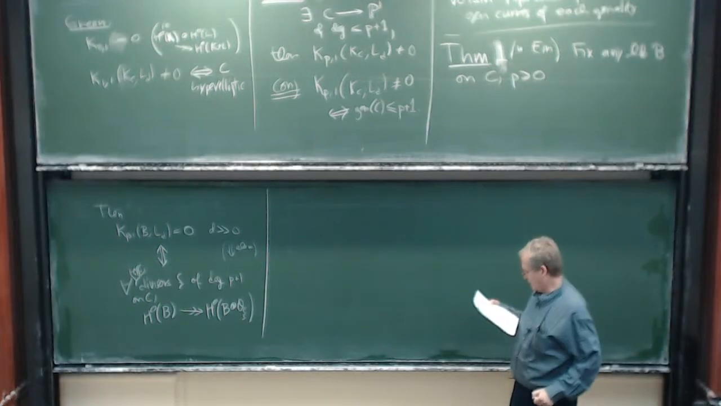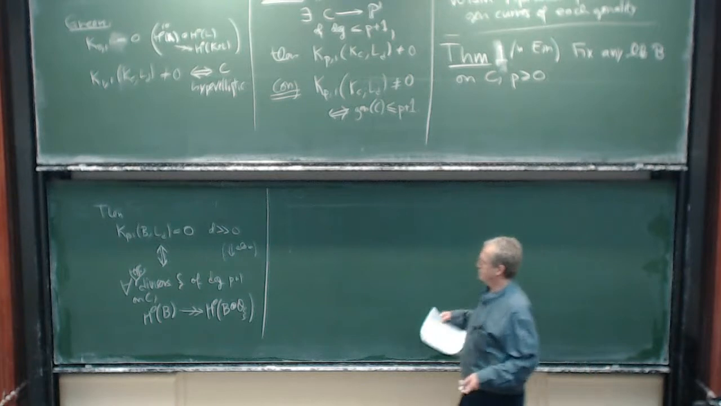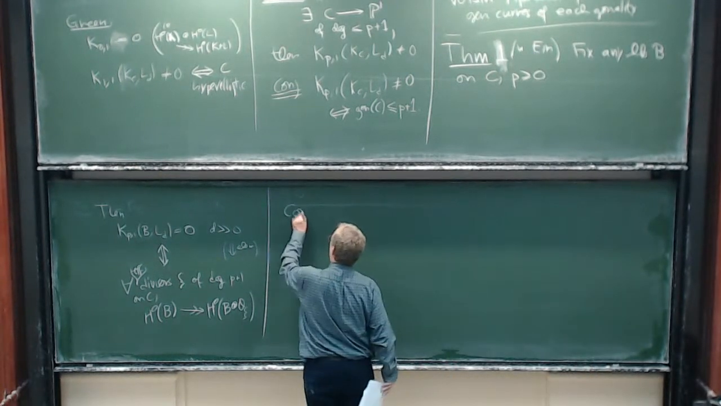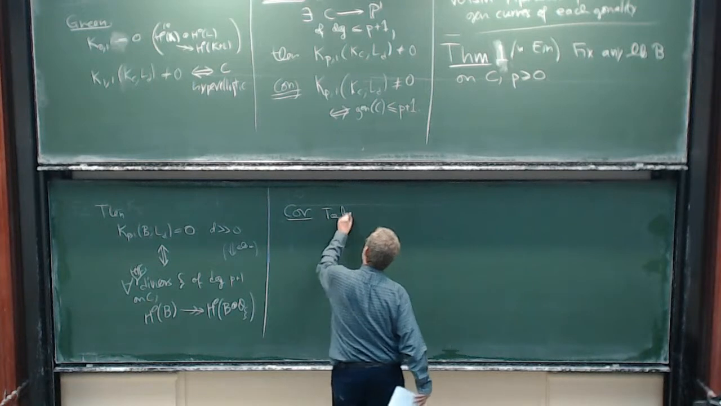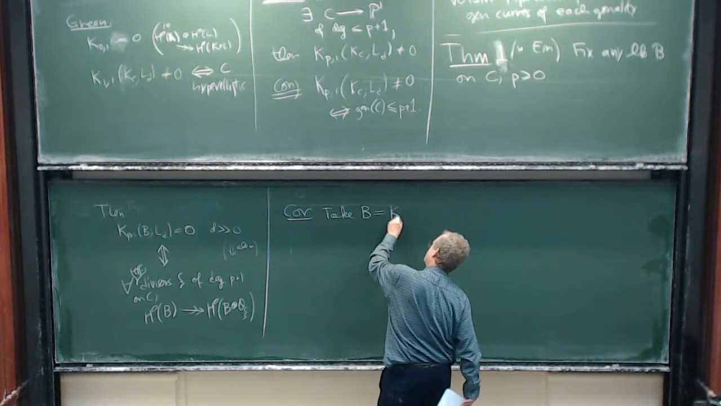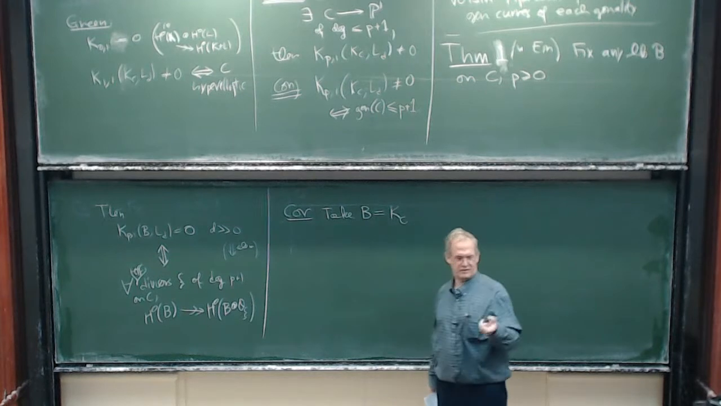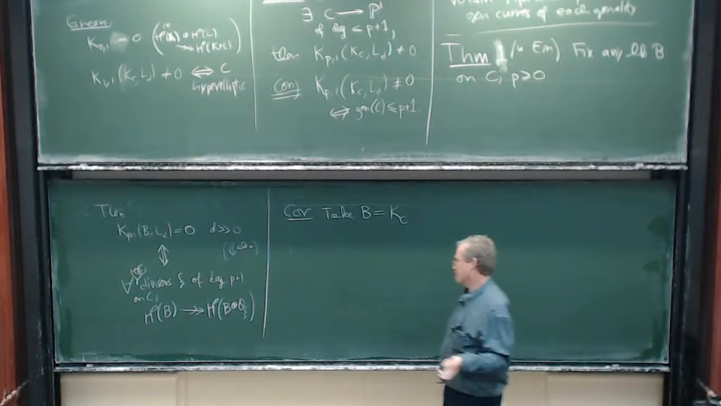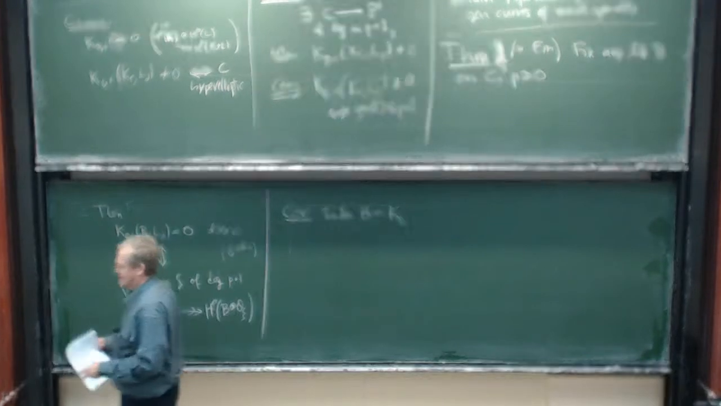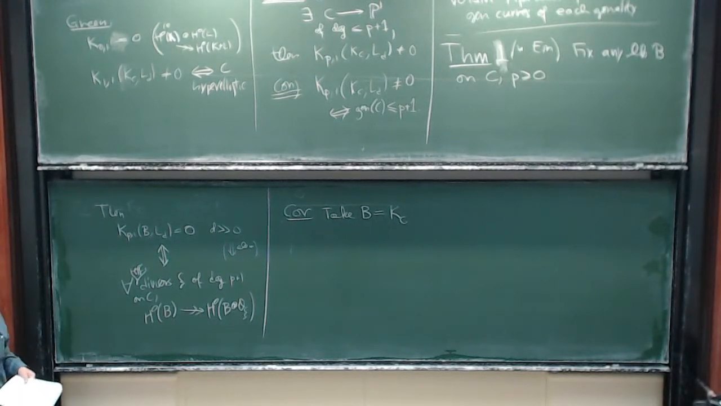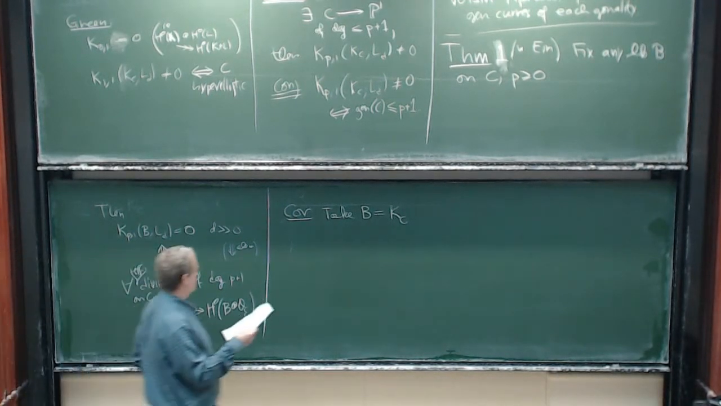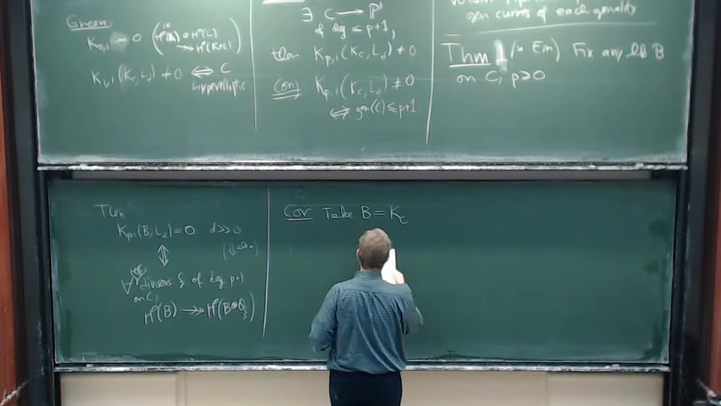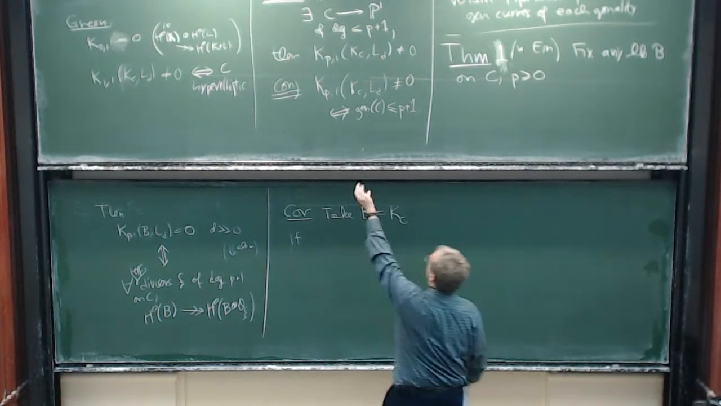Okay, so let's apply this to the canonical bundle. Let's take B equals the canonical bundle of C. How can you have a divisor of degree p plus 1 that fails to impose independent conditions on the canonical series? That means you embed the curve in canonical space, and this divisor of degree p plus 1 spans a linear space of dimension less than p. And then it's well known that it moves in a non-trivial linear series. So this gives the gonality conjecture.